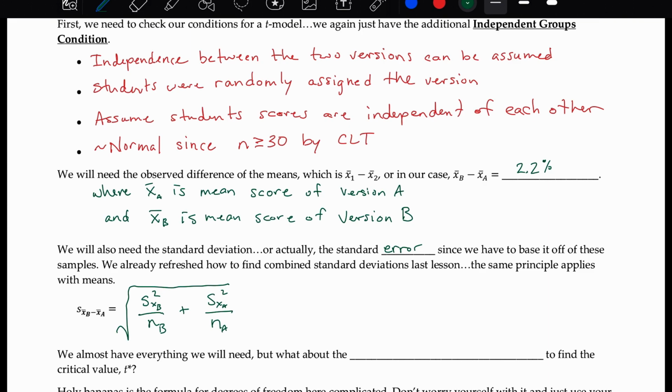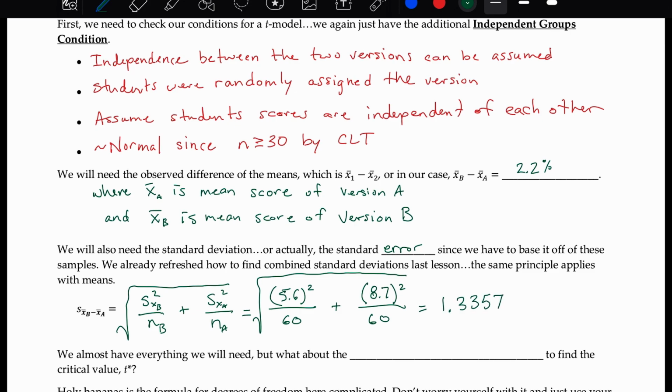So let's head back on over and calculate this. This is going to be the only time we calculate this by hand. We're going to let our calculator do it all for us. The sample standard deviation for version B is 5.6, and 60 people took that. The sample standard deviation for version A was 8.7, and 60 people took that. And then we'll take the square root of all of that. If you want to do it by hand just to see if you match, you can pause. Otherwise, I'm going to reveal it. It is 1.3357.